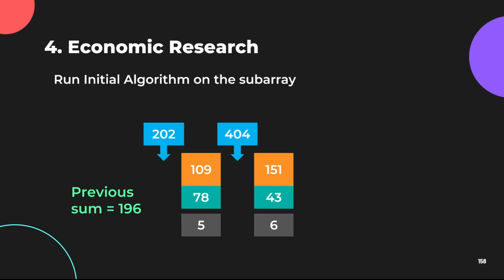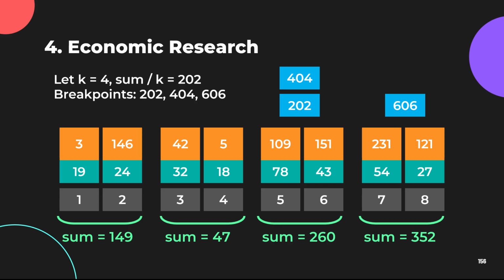You have to go through all the partitions, sort the partitions. So if I know the sum here, I can keep a specific array called cumulative sum. So 149 plus 47 plus 260 plus 352. So that will be a cumulative sum here, cumulative sum here, cumulative here, cumulative here.